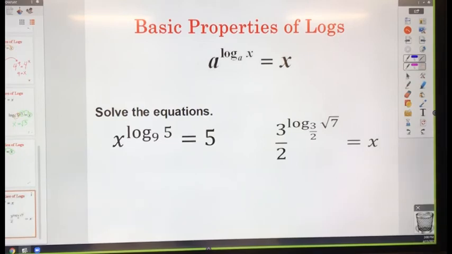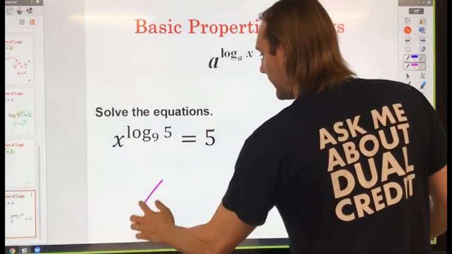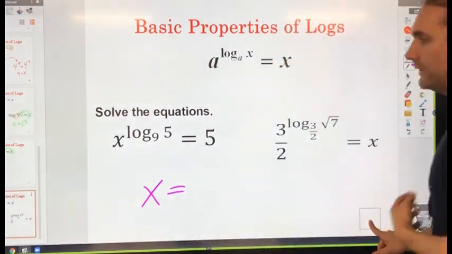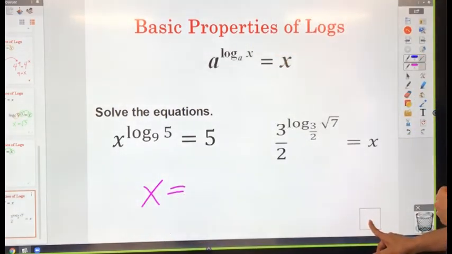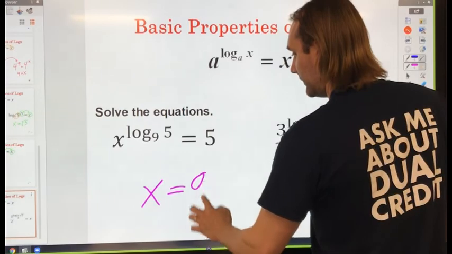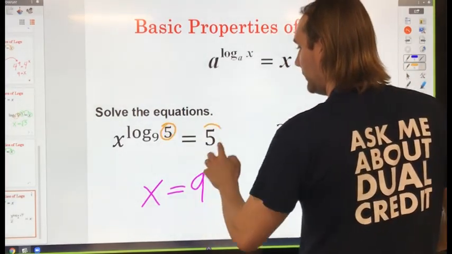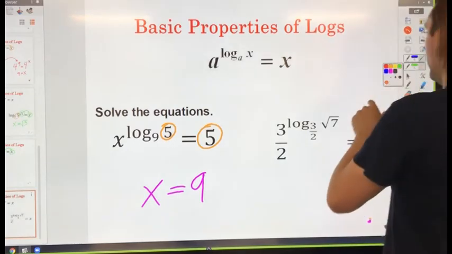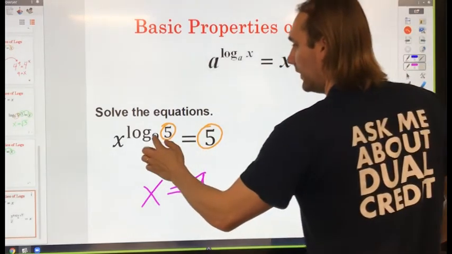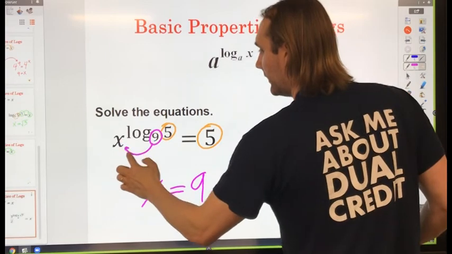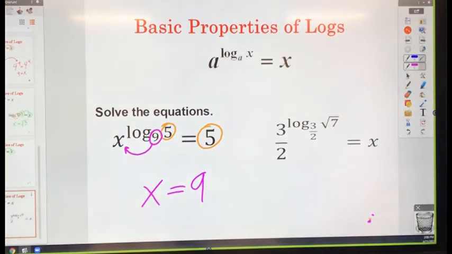So the first one. What does x have to equal to make this expression true? X has to equal what? 9. If this log equals that expression there, then that means this base has to equal that base. So x equals 9.